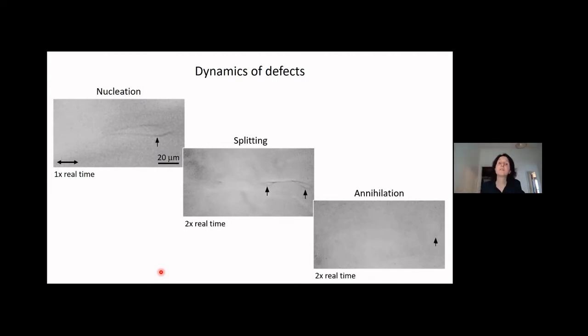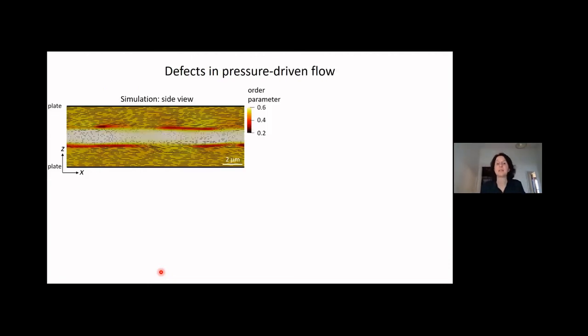And so to learn why these defects form on the flow, we use hydrodynamic Lattice-Boltzmann simulations, which allow us to get access to the director field. And so I'm showing you here a snapshot of the simulation, where we're seeing a side view. So we have here the two plates of a microfluidic channel, and X again is the flow direction. And we see that a really complex director field emerges.